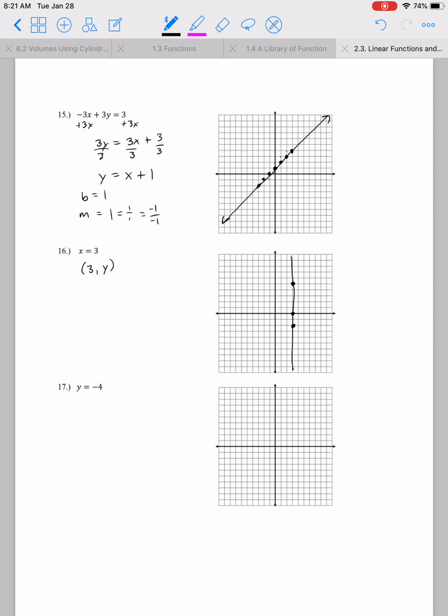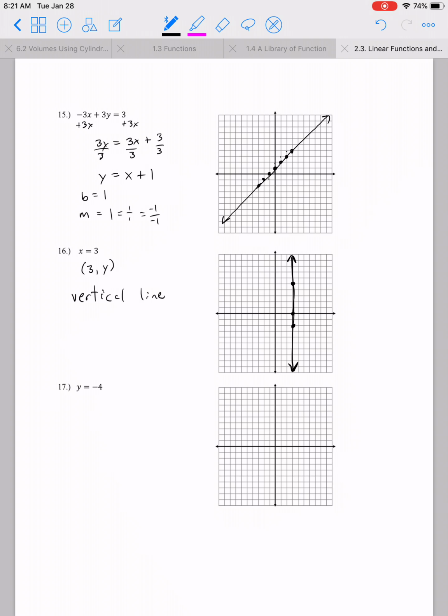This is just a vertical line, just like we saw before. So when we graph it, it's a vertical line. 3 and then anything else is going to work there. So this is just a vertical line at x equals 3.